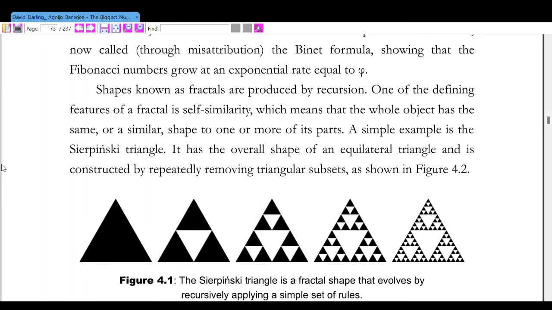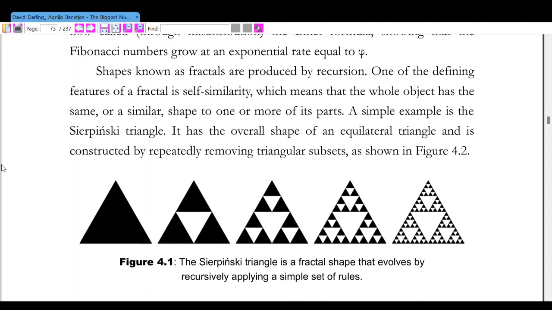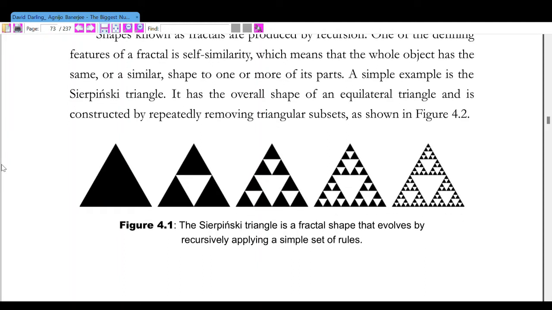Shapes known as fractals are produced by recursion. One of the defining features of a fractal is self-similarity, which means that the whole object has the same or similar shape to one or more of its parts. A simple example is the Sierpinski triangle. It has the overall shape of an equilateral triangle and is constructed by repeatedly removing triangular subsets, as shown in Figure 4.2.